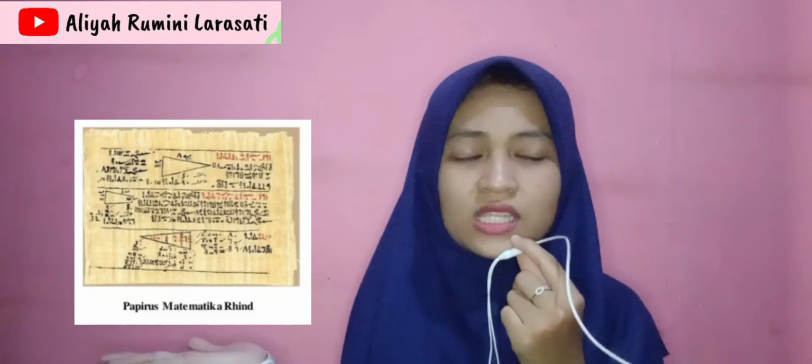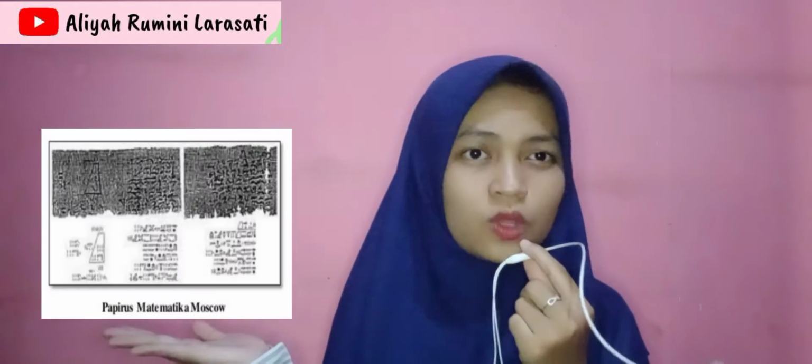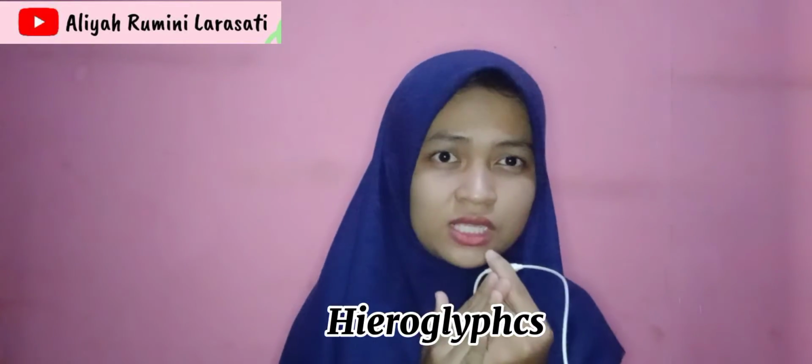Magnificent works, such as the Rhind mathematical papyrus and the Moscow mathematical papyrus, show that the Egyptians could calculate the four basic mathematical operations: addition, subtraction, multiplication, and division using fractions, calculate the volume of cubes and pyramids, and calculate the area of squares, triangles, circles, and other shapes. The ancient Egyptians used a number system since the first dynasty around 2850 BC. The symbols of the Egyptian system are called hieroglyphs.